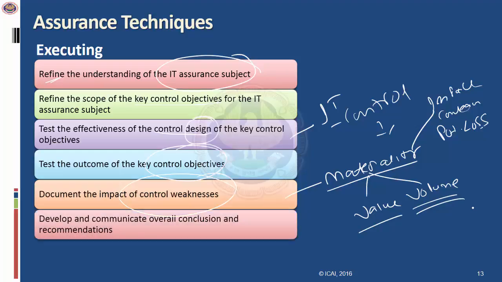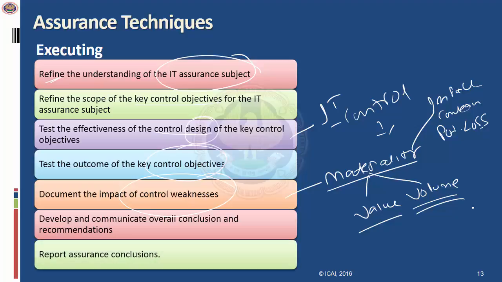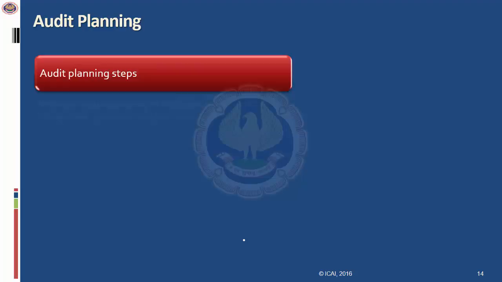You also develop and communicate the overall conclusion and recommendations. So in the case of overall conclusions, you also need to do a risk rating, and you prepare and report the assurance conclusions. Now, these assurance conclusions have to be reported in a standard report, which could be pre-agreed right before you take up the IS assurance assignment, or the auditee may provide a standard format in which they want the audit report to be provided.